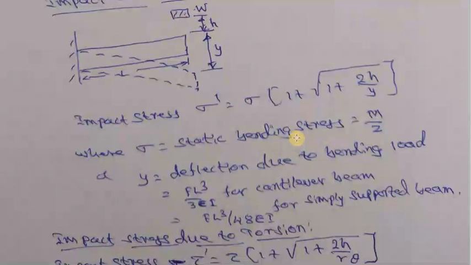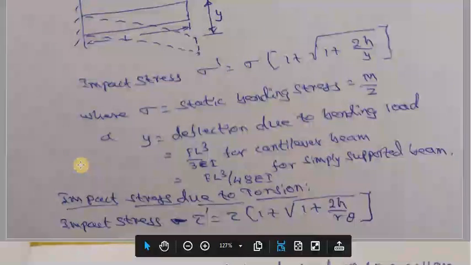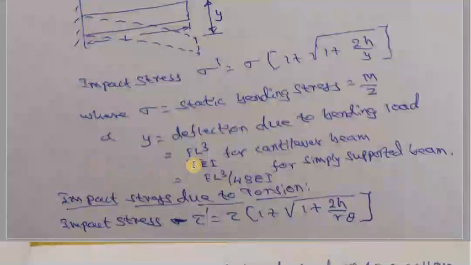Sigma is the static bending stress, that is M by Z. So I have to use the pure bending moment equation here, M by Z. And y is the deflection due to the bending load. When you apply a load here, this beam is going to bend down like this, so y is the deflection due to this bending load. You have to calculate that based on the type of beam you are given. For this beam, it is F into L cube by 3EI, in case it is a cantilever beam.